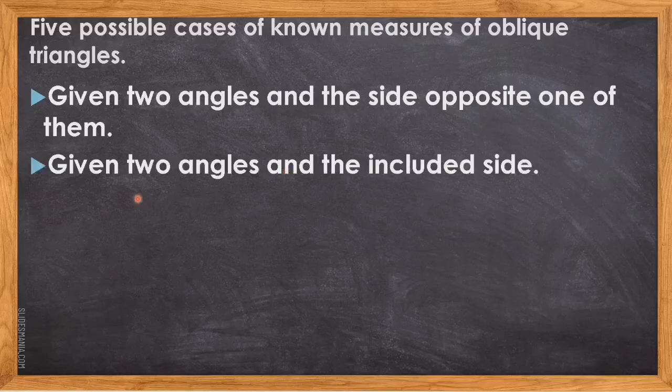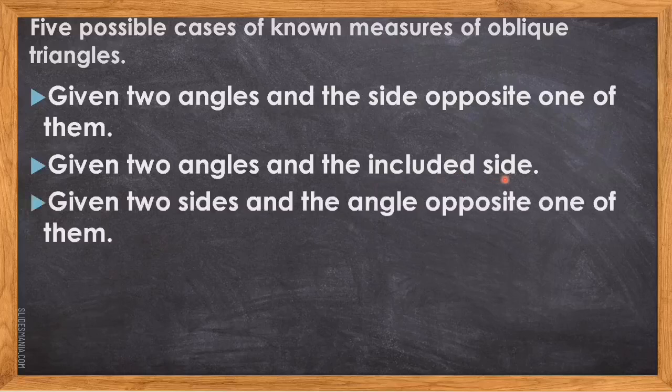Next is, given two angles and an included side. So, given the two angles and then the included side. So, kung kanina, yung opposite side, ito naman, given yung two angles at yung parehas nilang side. Okay? Given two sides, so dito naman ay dalawang side, and the angle opposite. So, dun sa side, kapag may given na dalawang side, tingnan natin kung may given din ba ang opposite angle.